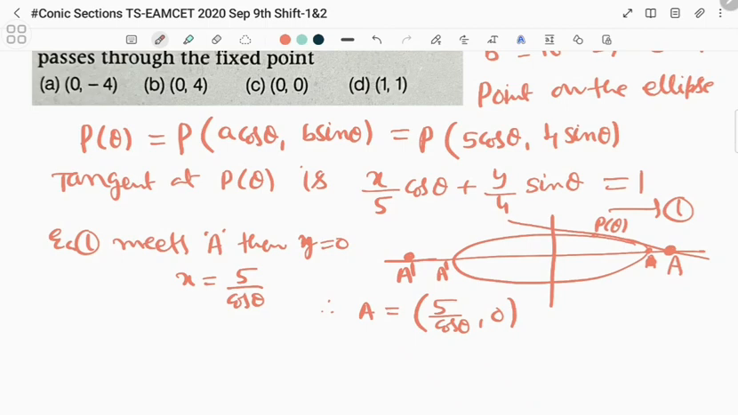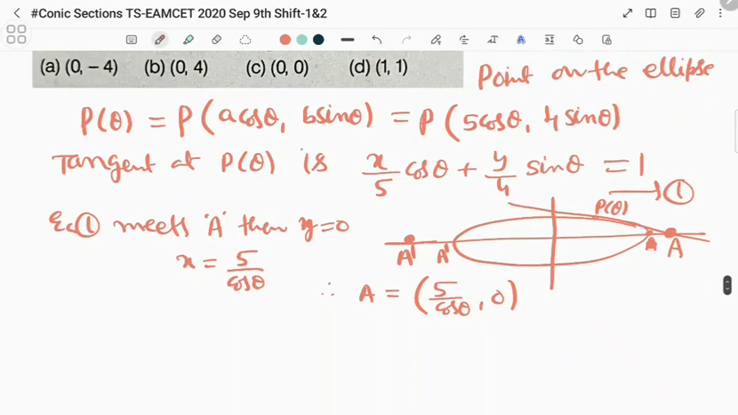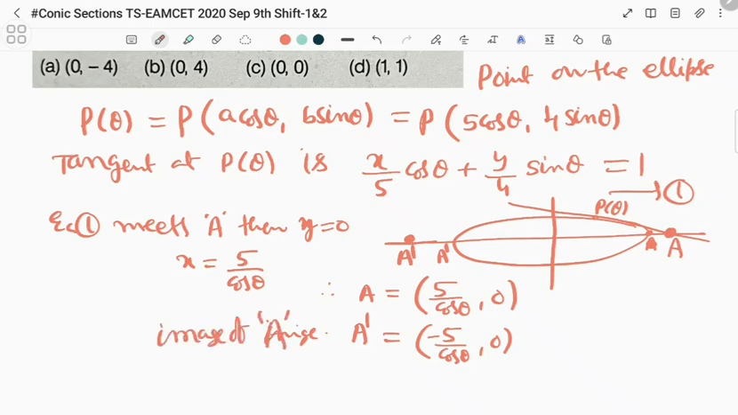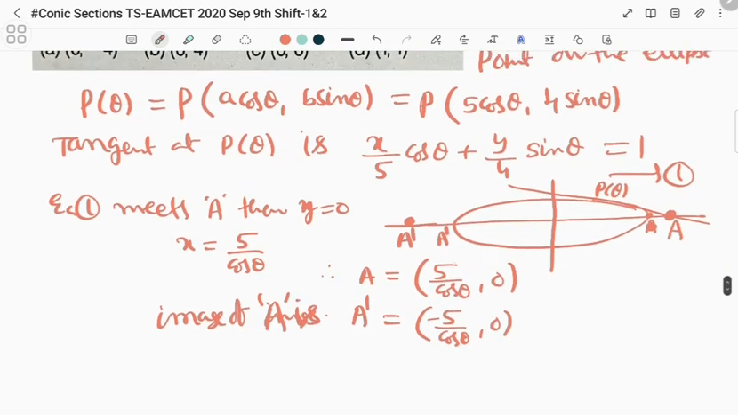It meets the x-axis only, we said, no? Cuts x-axis at the point A. X-axis means major axis. So its image means this side will come. A dash is obviously minus 5 by cos theta comma 0, no? Image of A is A dash. So now what happens?